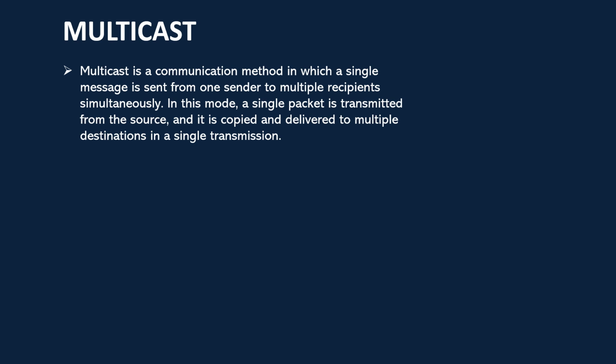Multicast is another method of data transmission. It is a communication method in which there is a single sender, a single message is sent from one sender, and there are multiple recipients to receive the data simultaneously. In this mode, a single packet is transmitted from the source and it is copied and delivered to multiple destinations.